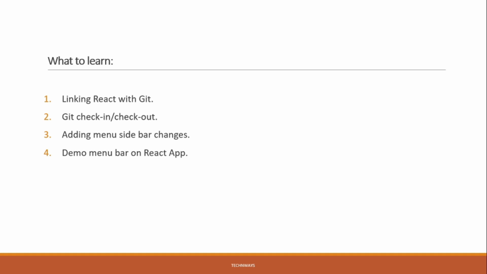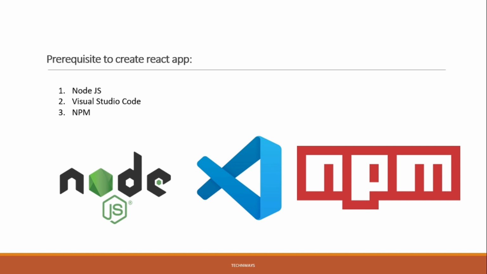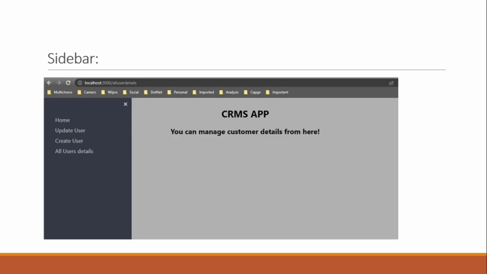So what we are going to learn here: firstly, the application we created in the last video, we will be merging that application in Git. We will be seeing a Git check-in and check-out, linking the application with the Git repository, and then we will be making the changes for the menu sidebar and seeing the demo for that. After implementation, the sidebar will look like this.